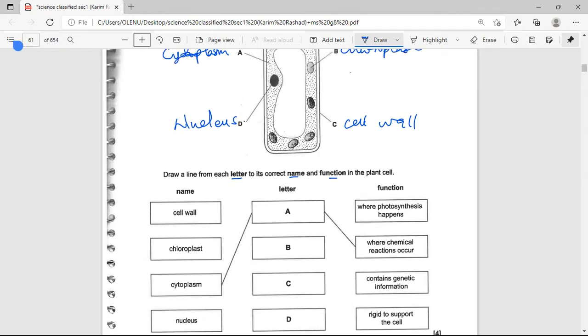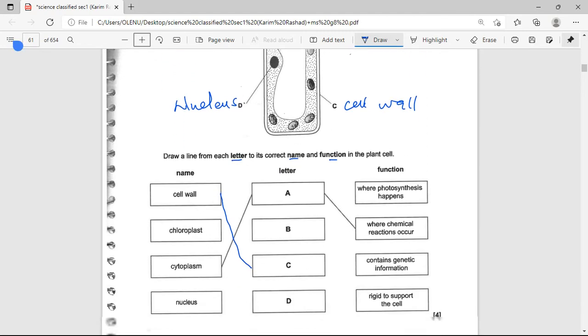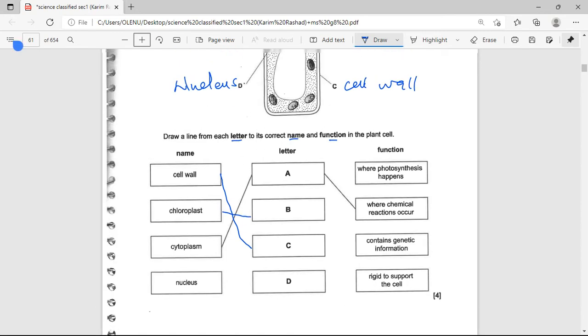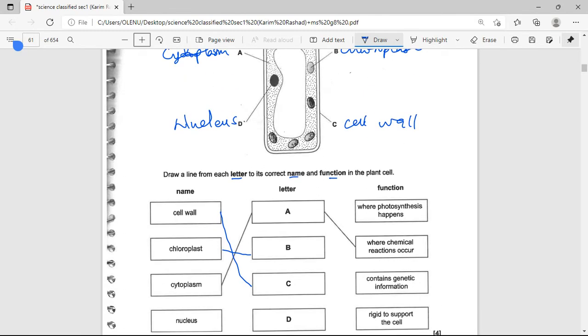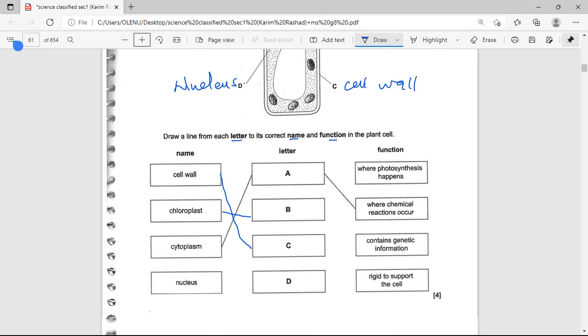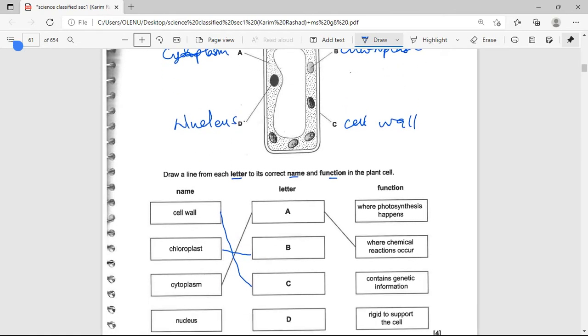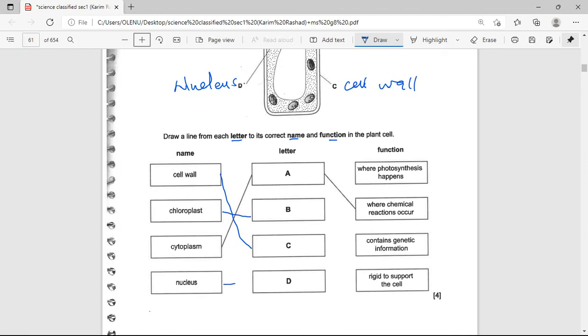Now, okay, cell wall is C. Let's do that first. Chloroplast is B. Cytoplasm is A, which has been done for us. The nucleus is the last one, which is D. Now, the function of this part, cell wall, it's rigid for support. Then the next one is chloroplast, is where photosynthesis takes place. Then I have a cell whose nucleus contains genetic materials. So that's it. With that, we're good.